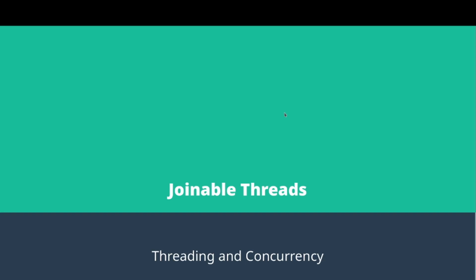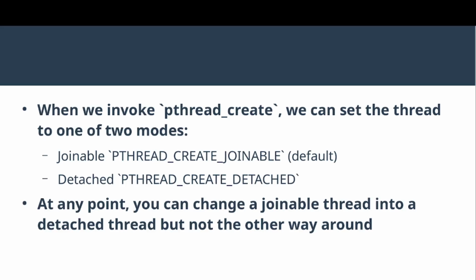Today, let's talk about joinable threads. When we invoke pthread_create and create a new thread, we can set that new thread to one of two modes. Those modes are joinable and detached. Here, with backticks for each of these points, we see the constants that the pthreads library exposes to us.